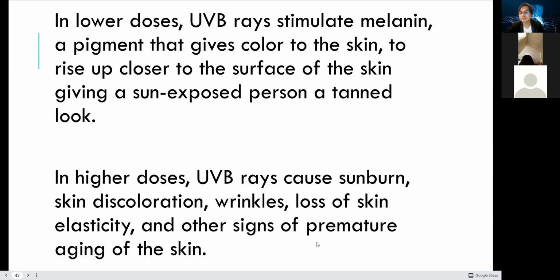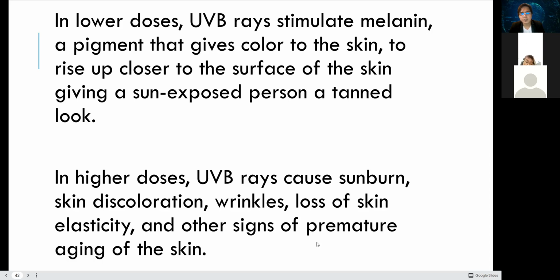In higher doses, UVB rays cause sunburn, discoloration of pigments in your skin, wrinkles, loss of skin elasticity. So your skin actually resembles dry skin. It is not elastic anymore, and shows other signs of premature aging of the skin. If you're exposed to this more, this is the reason behind it.